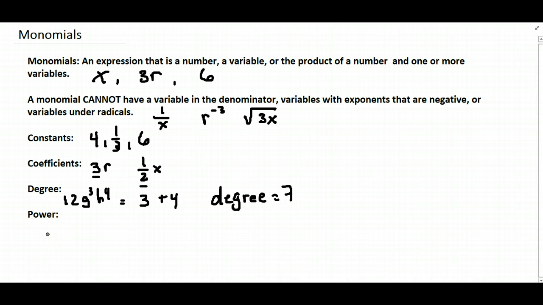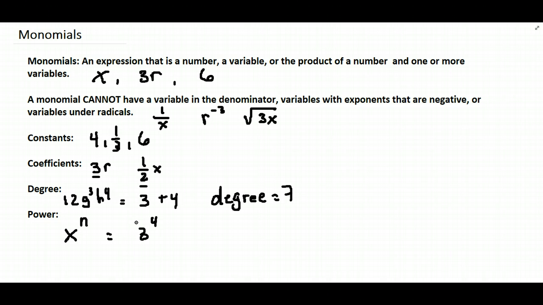So the last thing we're going to talk about is a power in terms of a monomial. A power refers to the exponent itself, but it's written in a monomial in the form x to the n, where n is the power. So we can say something like 3 to the fourth power, where the exponent 4 is our power, and it tells us how many times to multiply our base together.